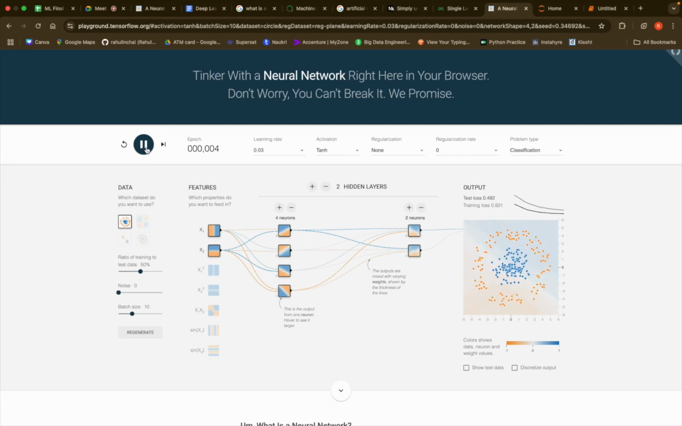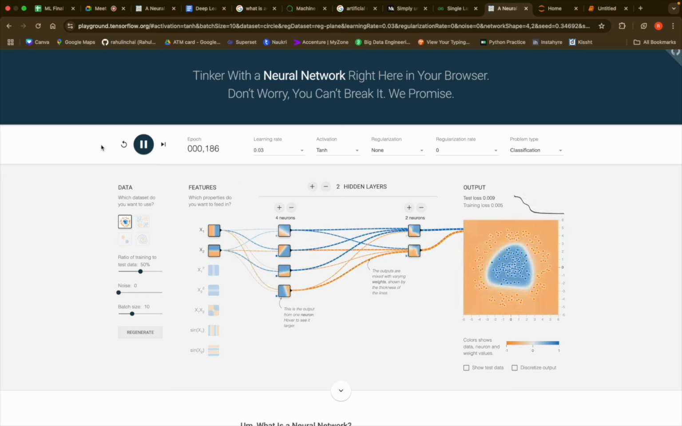Let's not waste much time. Let me run this. See now, if I pause this, see how the test loss and training loss are decreasing, and after a certain point it has hit a threshold. I mean, it is not decreasing after a certain point. The epoch was 214. I could have stopped it.